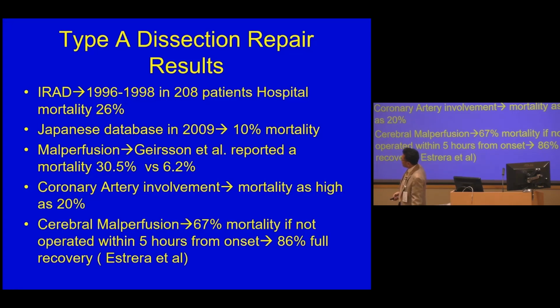Coronary artery involvement, the mortality can be as high as 20%, and cerebral malperfusion is about 67% if the patient is not operated on within 5 hours of the onset. There is a paper by the Safi group in Houston who basically take all comers to the operating room as quickly as possible, even if they're comatose. And they reported an 86% full recovery on these patients.